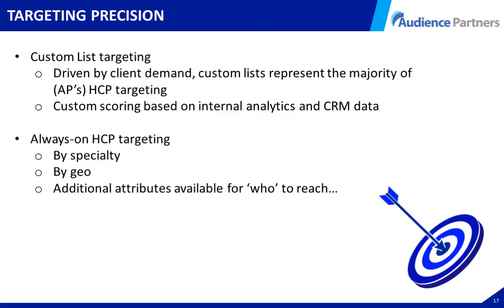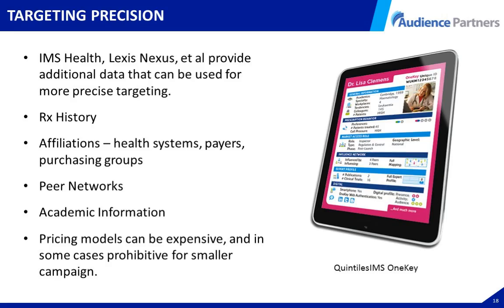The plain vanilla version of always-on targeting is by specialty and by geo. But for both of these, there are lots of additional attributes that we can include for who we reach, which again provides a lot more optimization, better engagement, and more nuance to how we do the campaigns. On one level, we work with IMS Health, the Symphonies, the LexisNexuses of the world to provide additional data that can be used for more precise targeting.